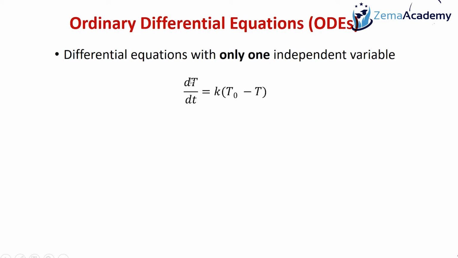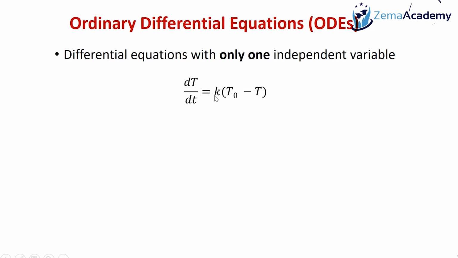Here, dT by dt: the capital T is representing temperature and the small t is representing time. So this equation is a differential equation of temperature with respect to time. As you can see, on the left hand side, the capital T is the temperature and small t is the time. On the right hand side, K is a constant, any constant.